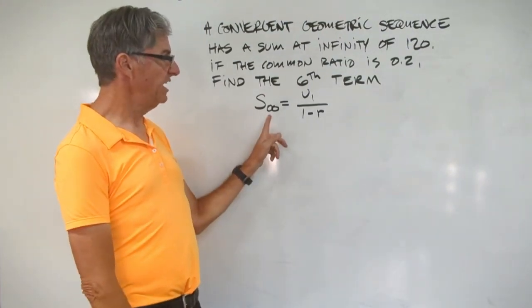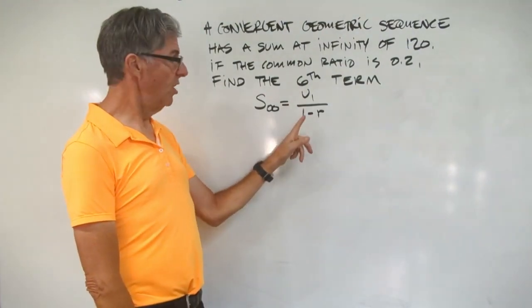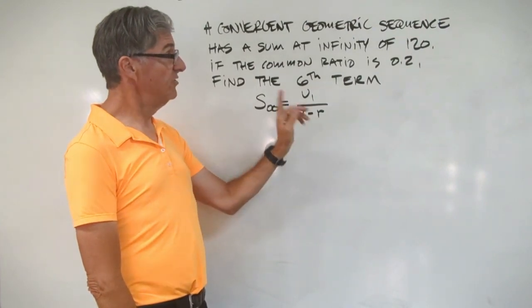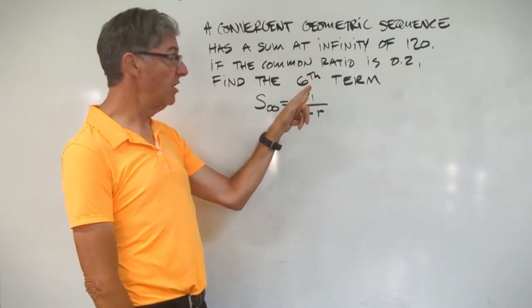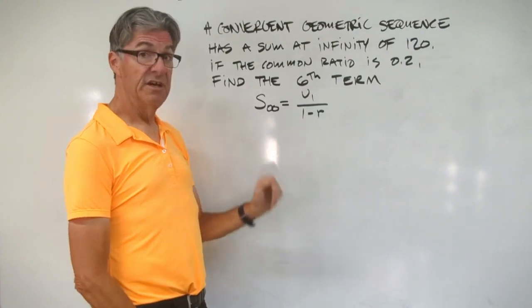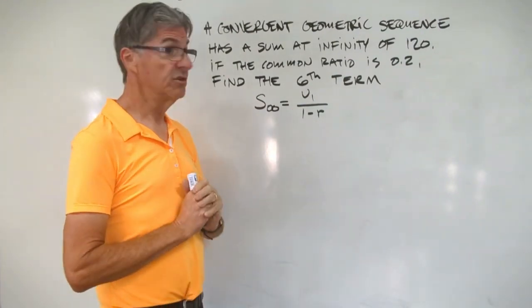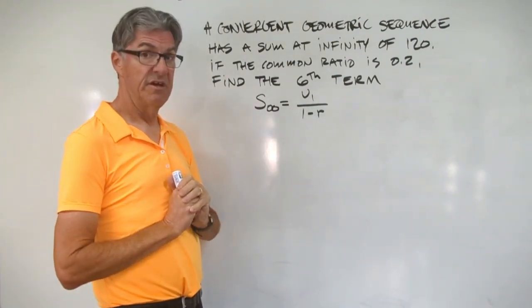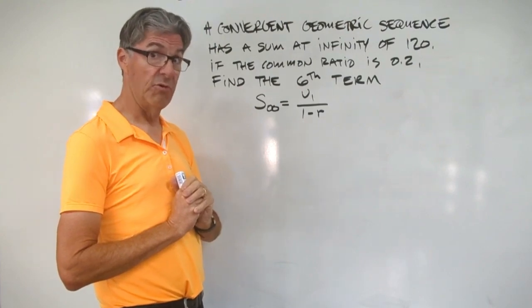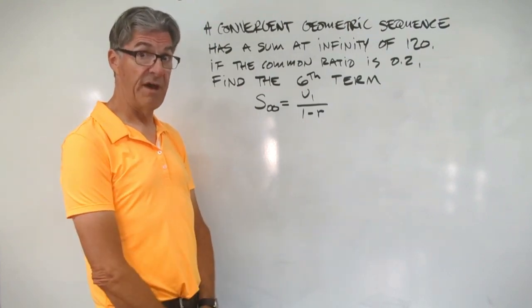The sum at infinity is the first term over 1 minus r. So now you have enough information here to figure out what u1 is, and then once you know u1, you can figure out what u6 is. So see if you can bring that one all the way home. Pause the video and then come back.